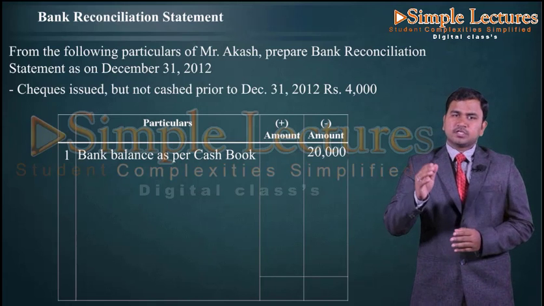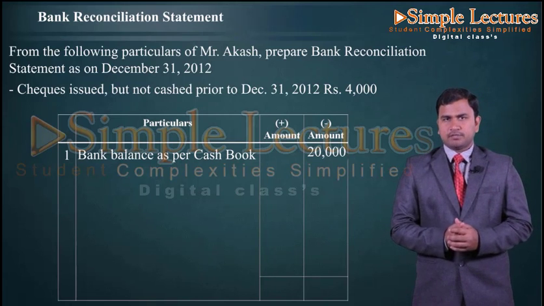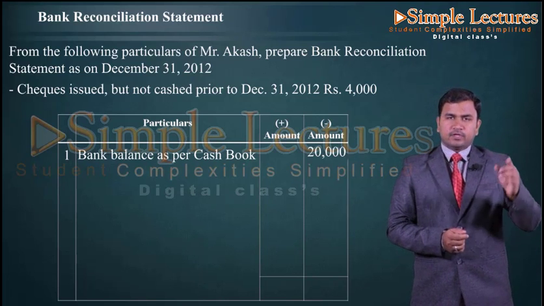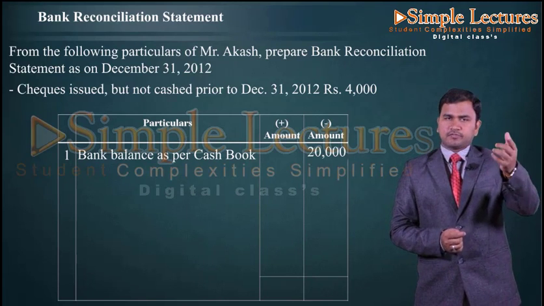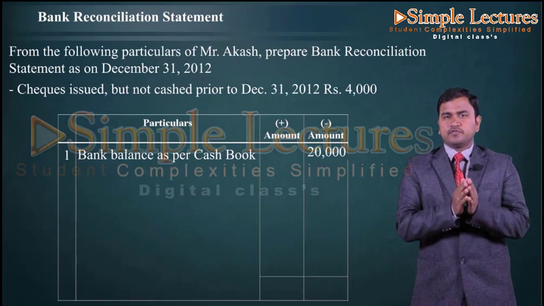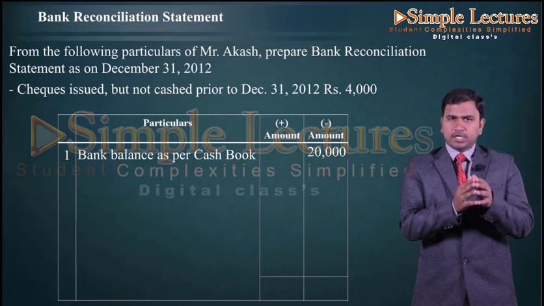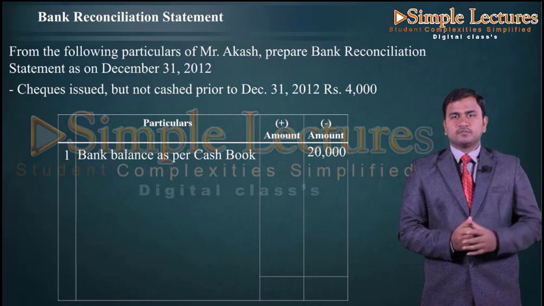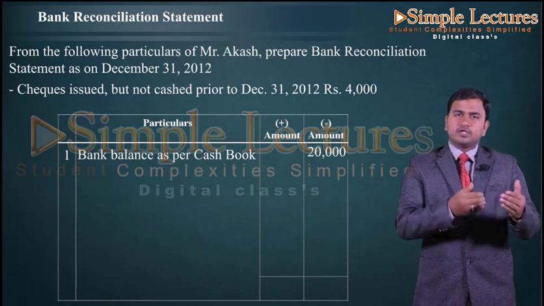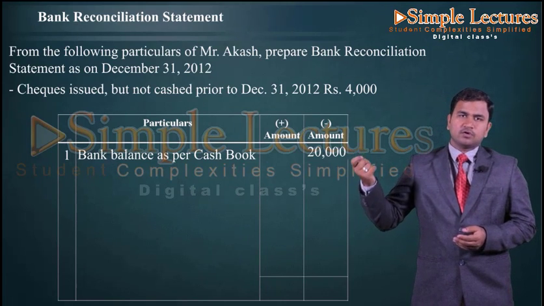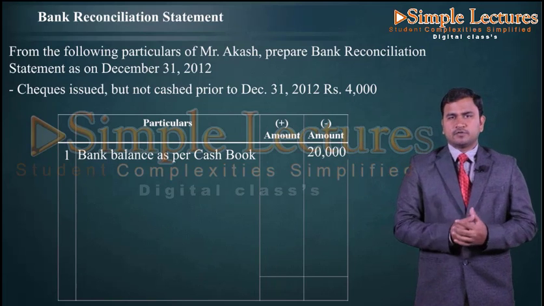So, here the check which was issued by the organization, but it was not encashed by the customer from the bank, which is for 4,000. Now when the check was issued by the organization, at that time it was deducted from the cash book. So, now to equalize the balance, we are going to add back this 4,000 to the cash book because the amount was not deducted from the bank.